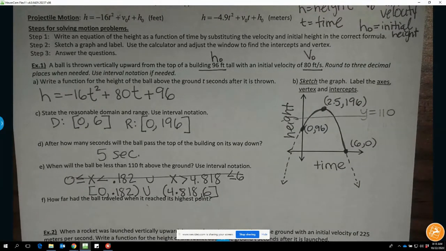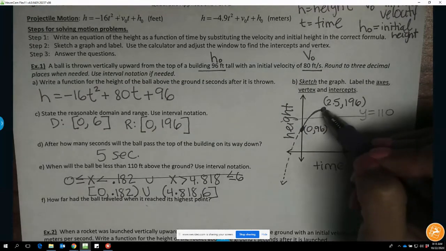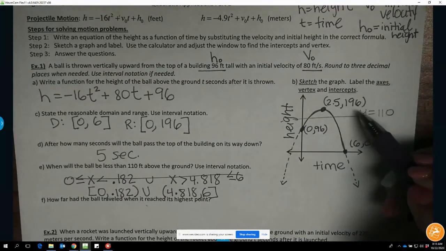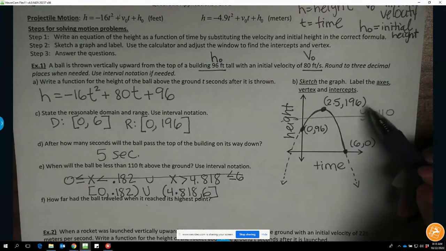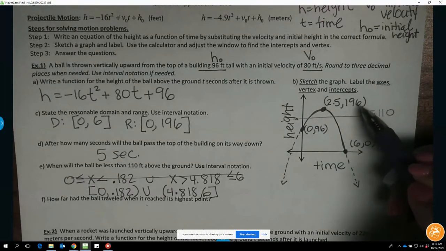And finally, number 1, letter F. How far had the ball traveled when it reached its highest point? Be careful with the question there. At the highest point, the ball is at 196 feet, but that's not the answer.